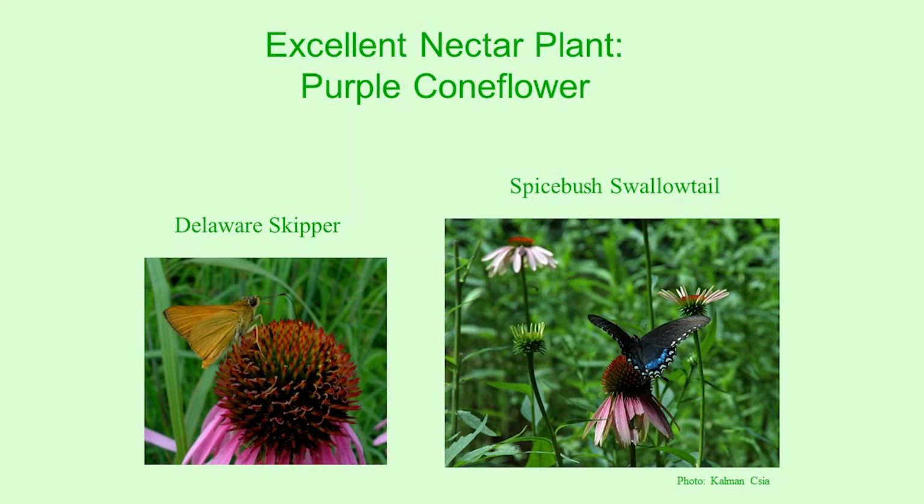So purple coneflower are excellent nectar plants. In this case, you have a Delaware skipper, one of those little tan brownish skippers again, and a spicebush swallowtail on the purple coneflower. These are kind of midsummer flowers now. They start blooming, I would say, usually in early July maybe.